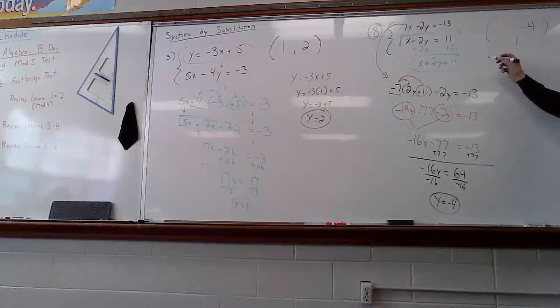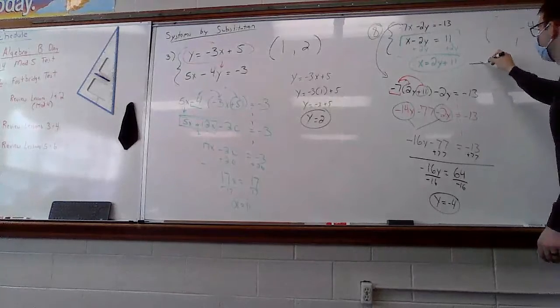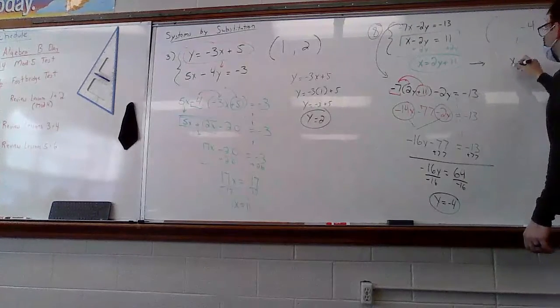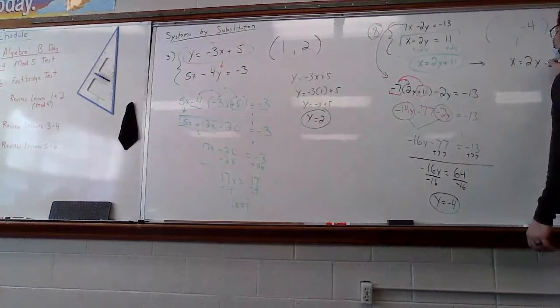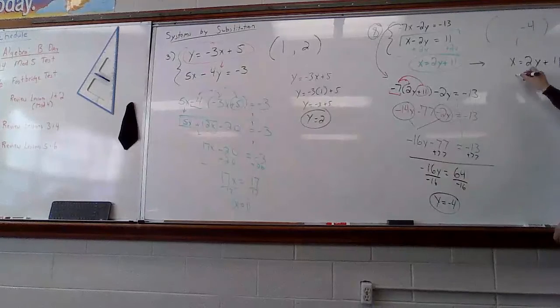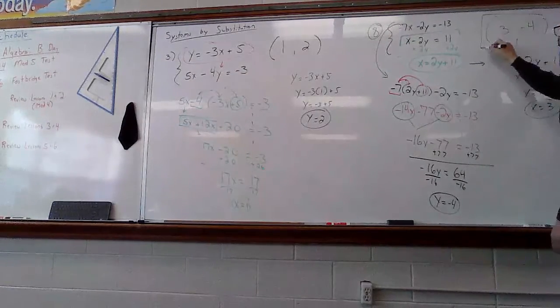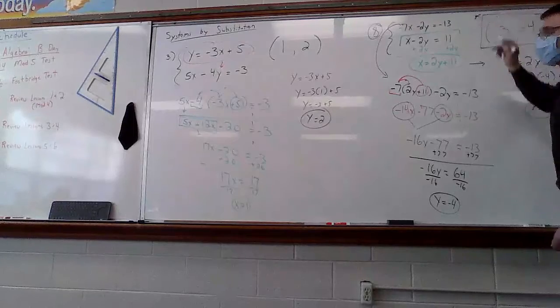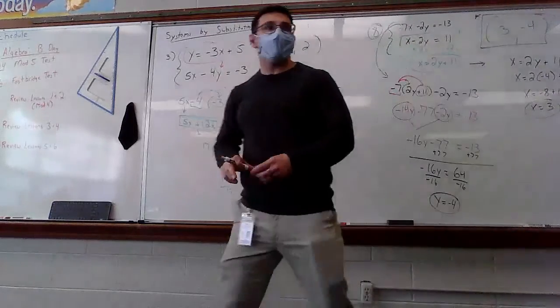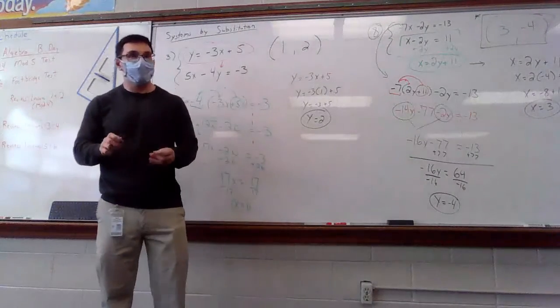Last but not least, we substitute in. So now I have x equals 2y plus 11. X equals 2 times negative 4 plus 11. X equals negative 8 plus 11. X equals positive 3. I know Maurice got it right. Who else got this one right? Give me thumbs up. Beautiful.